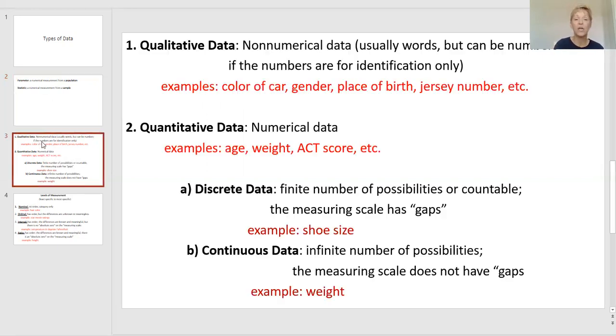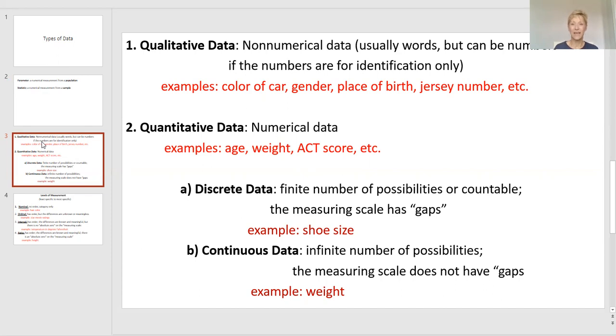Now, two types of data that you have are qualitative and quantitative. Qualitative data is non-numerical. Remember, non means not, so they're not numbers. Usually they're words. So qualitative data might be, what color car do you drive? Or what color hair do you have? Or what gender are you? Or what's your place of birth? A lot of times qualitative data are words, and a lot of word data is very important.